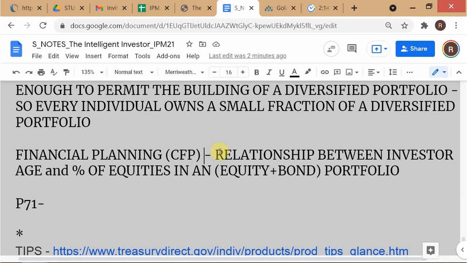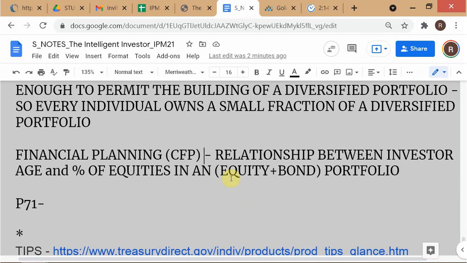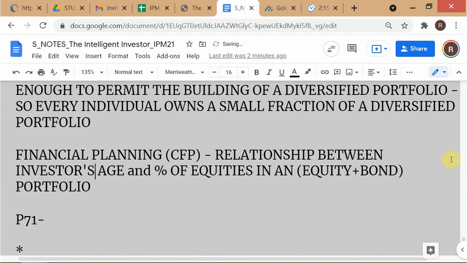So, if in an interview I ask you, if you want to be a financial planner, traditionally what kind of advice do we give customers when it comes to the relationship between the investor's age and the percentage of equities in his equity plus bond portfolio? I'm writing "his", but his includes hers as well.